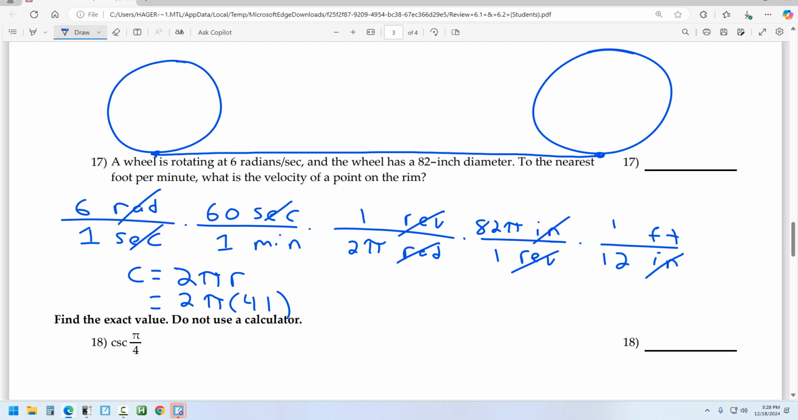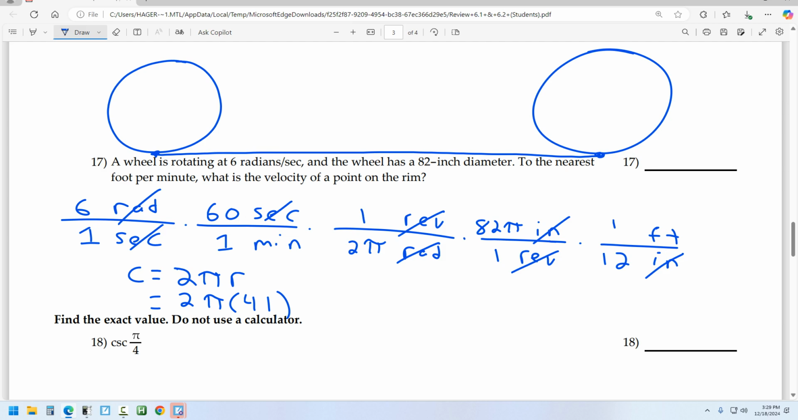Okay. So you would multiply on the calculator 6 times 60 times 82 times pi. That would be your numerator. And you would divide that by 2 pi times 12. Okay, so it's 6 times 60 times 82 times 1 times pi. And then it's 2 pi times 12 in the denominator. Yep, in the denominator.